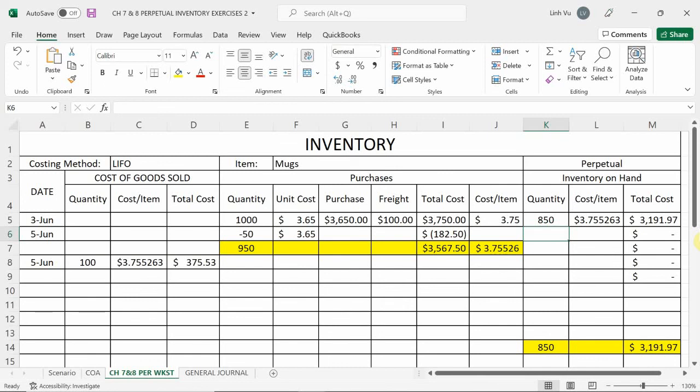Right? If you really think about it, let's do the math here. If you have 3,567.50 and you minus 375.53, you should have a remainder of 97 cents. Okay. So that's your first batch of inventory. So what we're looking at here is the calculation amount. This is how much it cost me to sell off 100 items. It cost me $375.53.